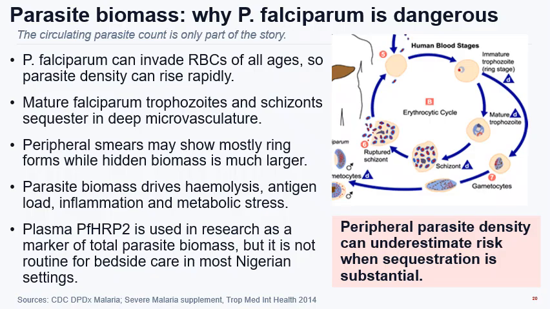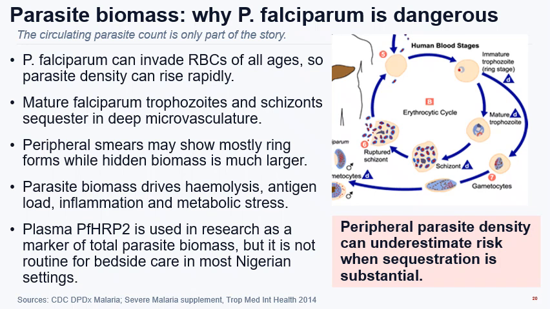in the previous slide. Parasite biomass is the total burden of parasite in the body, not merely the number seen in a peripheral blood film. Falciparum invades red cells of all ages, as I said to you earlier, and this allows rapid expansion. As trophozoites mature, infected cells adhere in the deep microvasculature. So, the peripheral film may contain mostly young ring forms, while a larger mature biomass is hidden. This hidden biomass drives hemolysis that we often see in malaria cases, inflammatory antigen load, and metabolic demand.